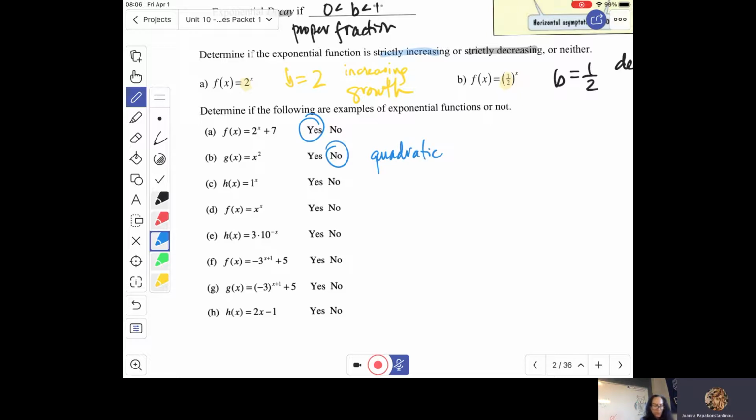What about the third one, C? Why is it no? Because the base equals 1. So what type of function is that? It is a constant function. It's a horizontal line. What about D?